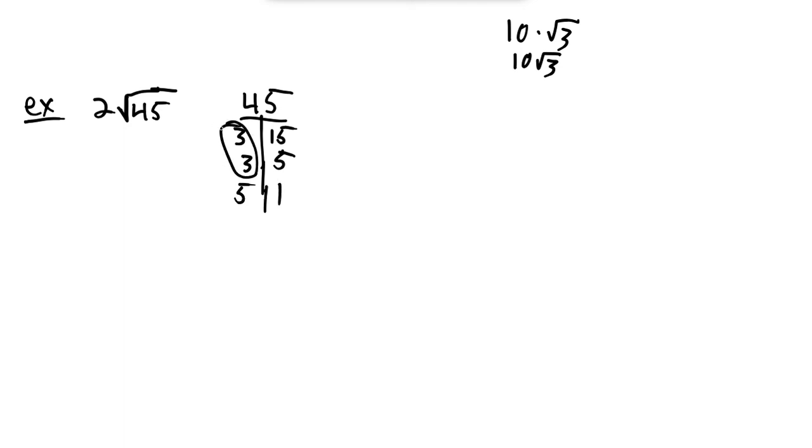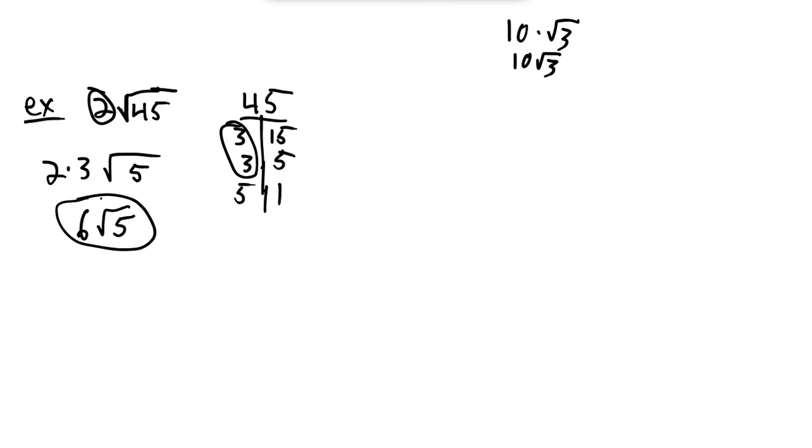Now we have this pair that goes outside, but we also have this 2 on the outside. Oh no, what happens? Simple. All we do is we take the 2 and we multiply it by the 3. We take the 5 which was left over and we multiply it in there. So the answer for this is 6 square root 5.